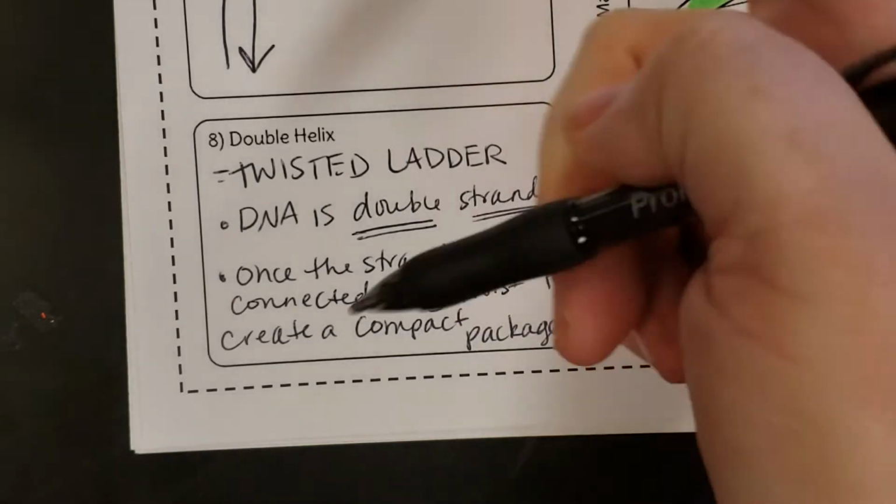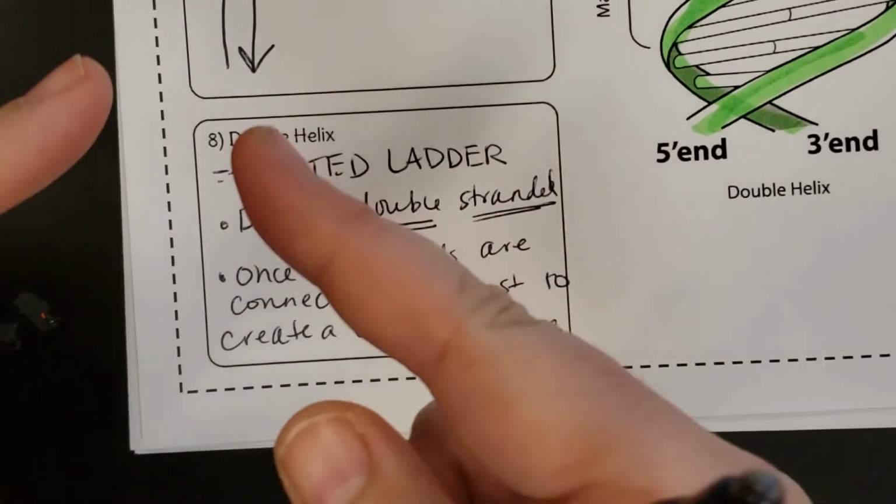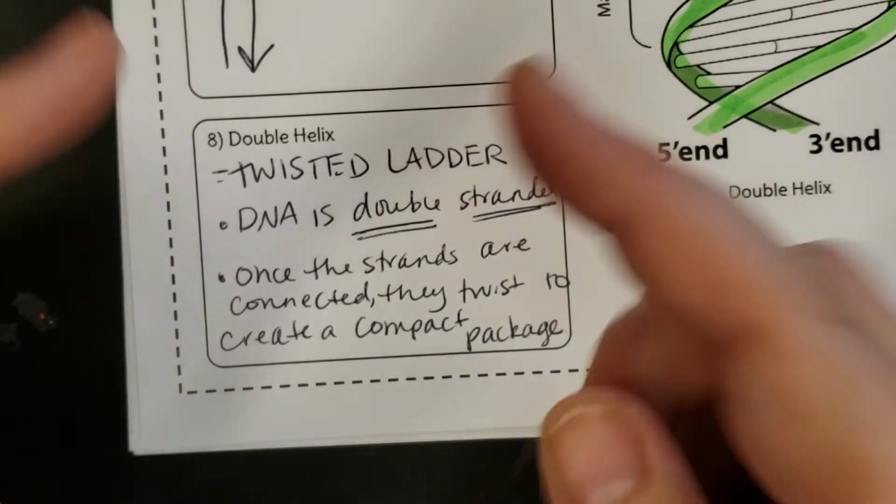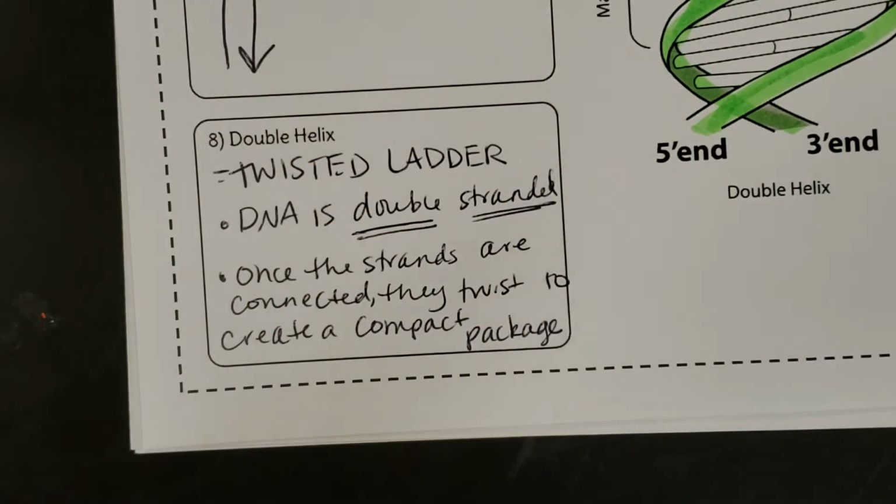But because it twists down this way and then twists around this way, it becomes very, very small and compact. So that 6 feet of DNA can fit into the nucleus of one of your cells.